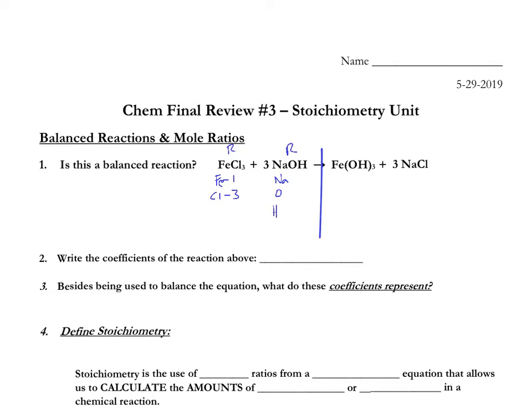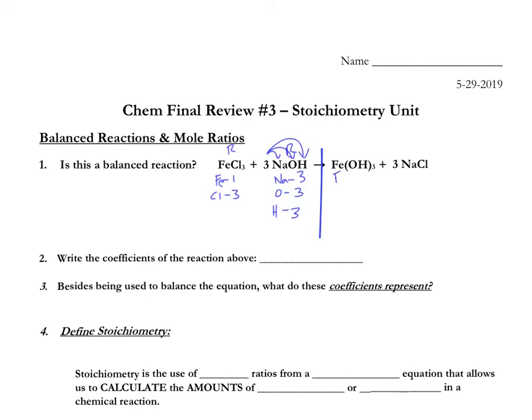So let's see here. The 3, remember, the coefficient distributes to everything. So it distributes to the sodium, the oxygen, and the hydrogen. So with that being said, that means I've got 3 sodiums, 3 oxygens, and 3 hydrogens. Let's look on the right and see if it's balanced.